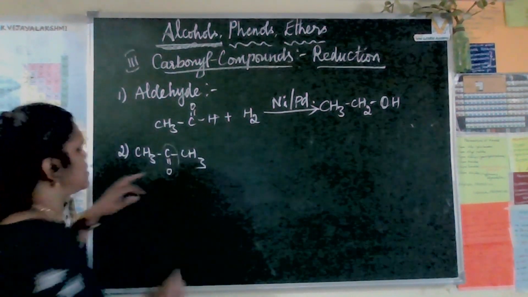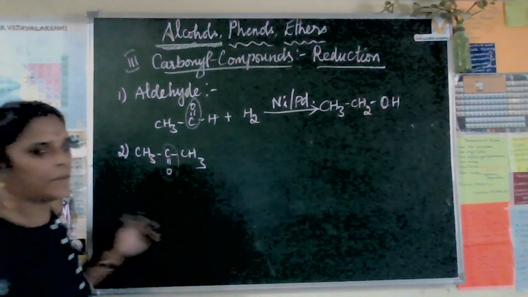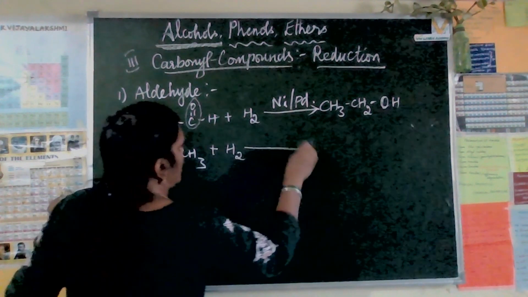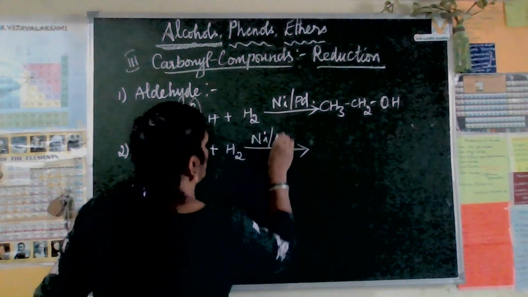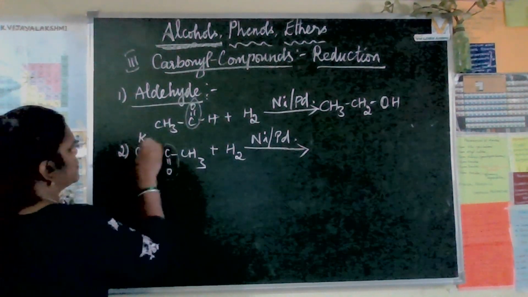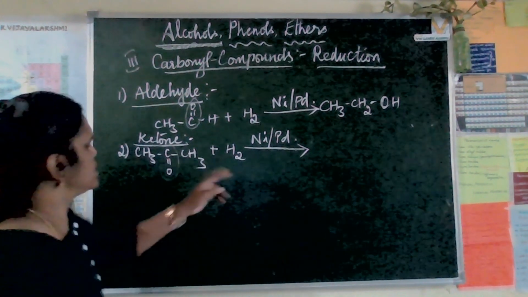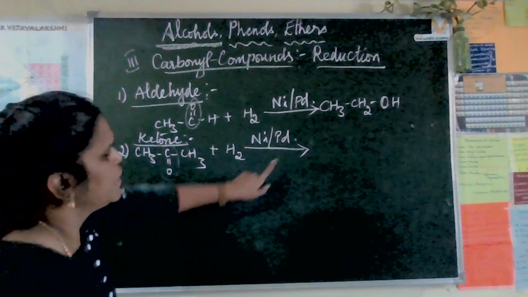That is what I just mentioned: C double bond O. It's a carbonyl compound. Purposely I just mentioned. Okay. Now hydrogen in the presence of nickel, palladium. Okay. So this is actually aldehyde. This is ketone. I just mentioned very clearly for you to understand. So this ketone reacts with hydrogen in the presence of nickel palladium.